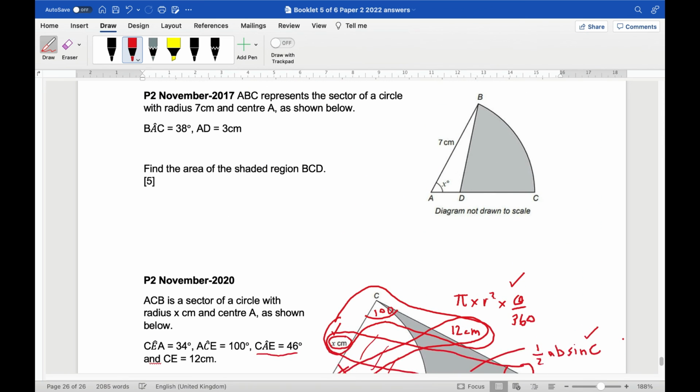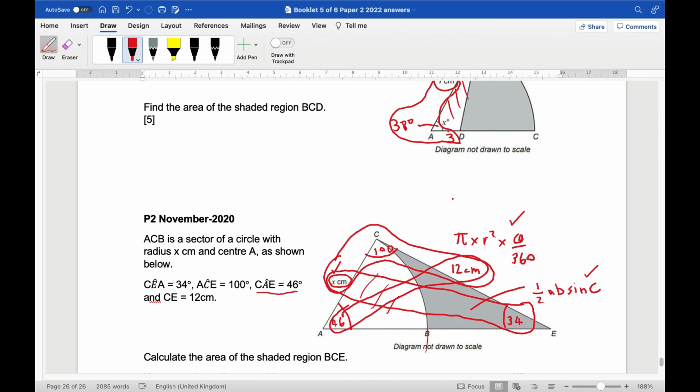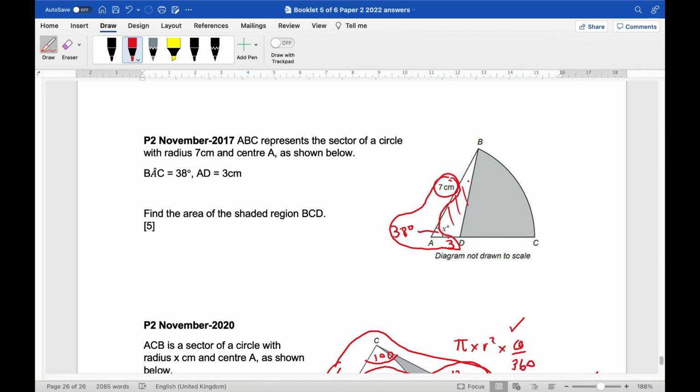Okay, here, ladies and gentlemen, it tells you that AD is 3. It tells you the angle as well, which is very nice. It tells you that that's 38 degrees here. So you can work out the area of the triangle because you've got the triplet. You can also work out the area of the sector, which is the whole thing, because you've got the angle and you've got the radius of 7, and then just literally take the triangle. Whereas here, it was taking the sector away from the triangle. Here, it's cutting the triangle out of the sector. So sector minus triangle. Okay?